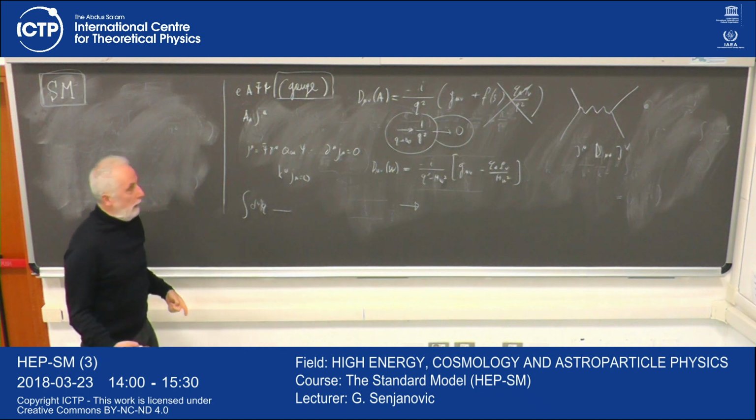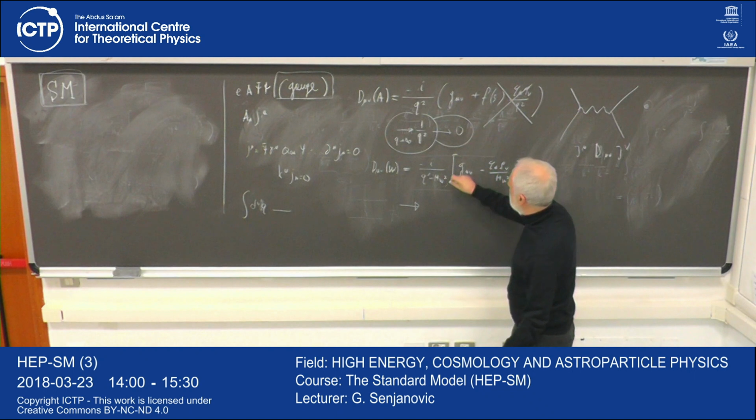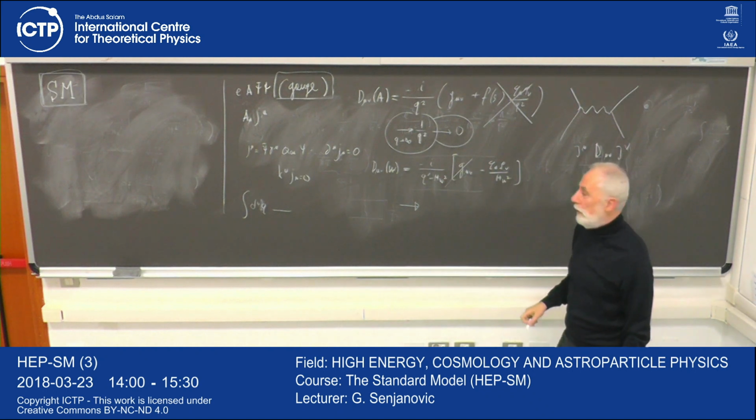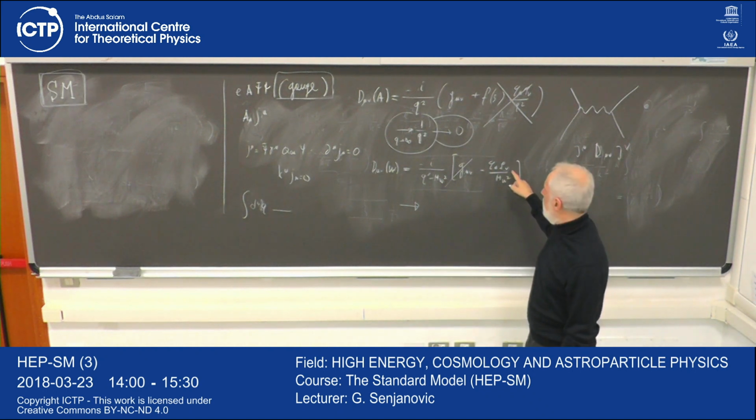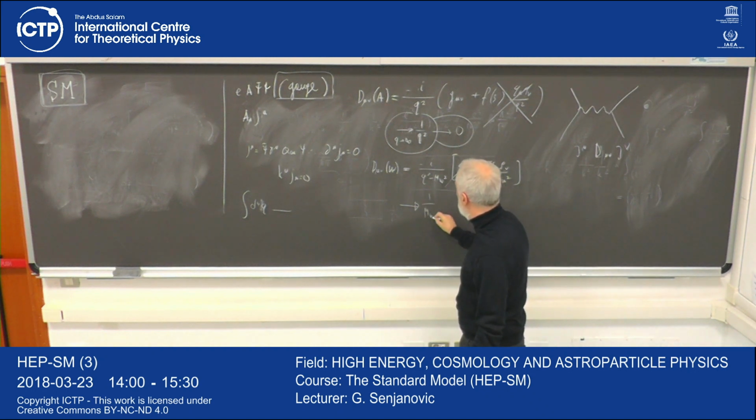So let me put it the other way. If the propagator does not vanish, and look at this piece, this vanishes when I go to infinity, but this does not. This goes as q squared over q squared. This goes as 1 over M_W squared.